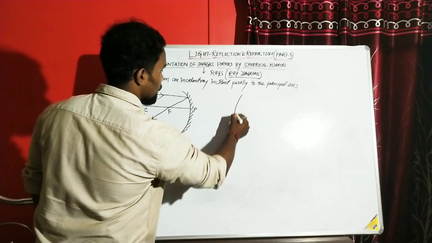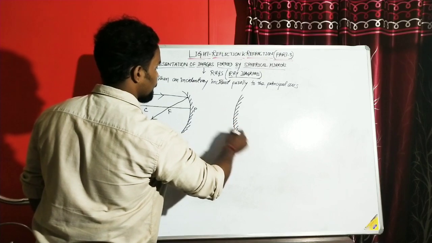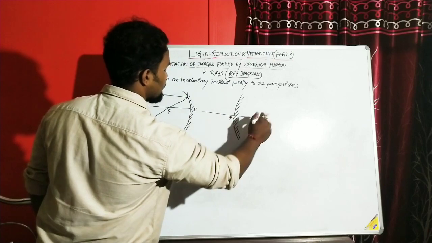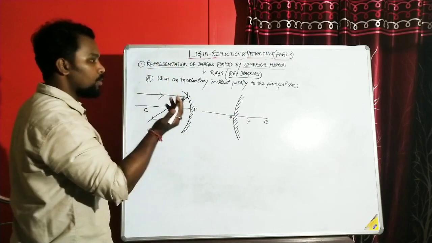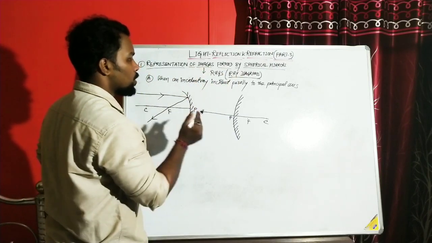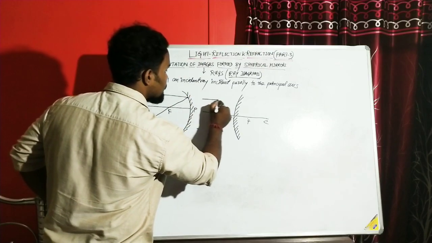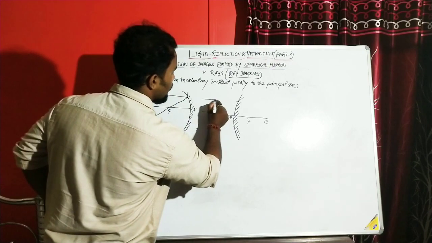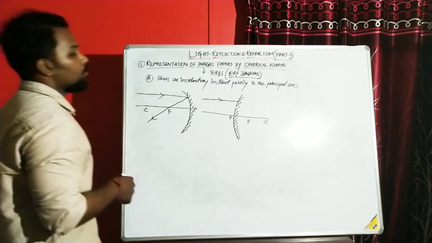Now we will consider one more mirror. Which mirror is it? Convex mirror, right? We will extend the principal axis like that. There will be one focus, and this is the center. The same thing will happen. When an incident ray is incident parallel to the principal axis, we will consider one more ray which is parallel to the principal axis. This is the principal axis. Sorry, this is not a proper line. This is the incident ray parallel to the principal axis.